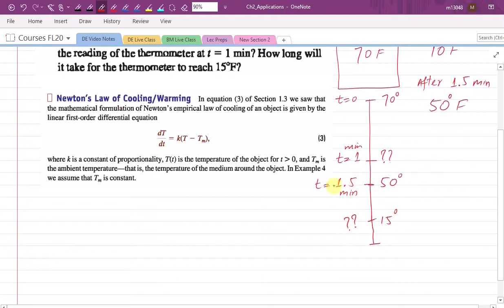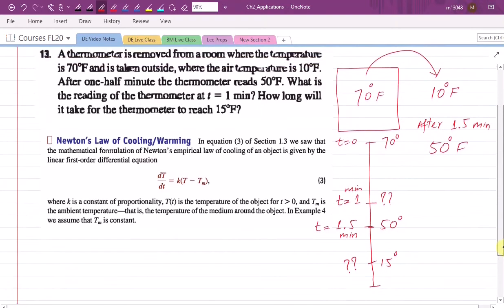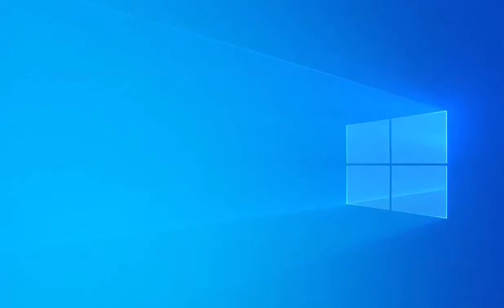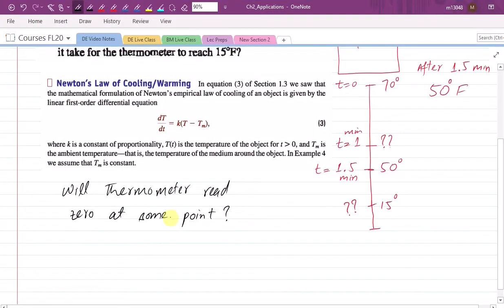Of course, it's at 50 degrees at 1.5, then what do you think? Can we guess? A more important and more interesting question here is, I would really like you to think: how far will it drop? If we leave it forever outside and the temperature outside does not change, how far will it drop? Will it go to 0? Will the thermometer read 0 at some point? Let's first solve it and then we will answer this question at the end.